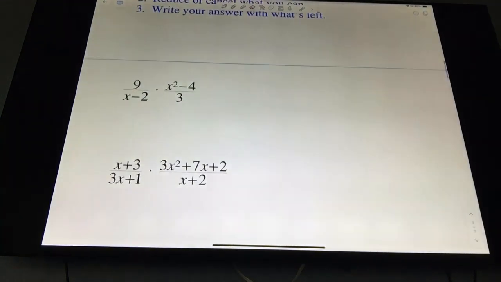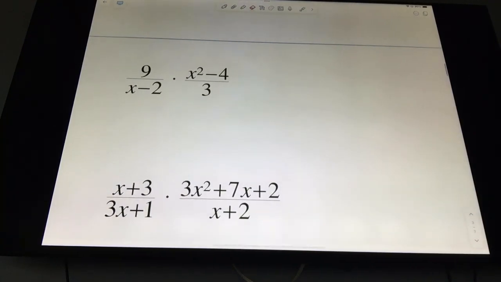So question number 1. If it doesn't have a sign, you can't factor it. So 9 just stays 9. Denominator, x minus 2. Does x minus 2 have a common factor? No. Is x minus 2 a difference of squares? No. So guess what? It's going to stay x minus 2.